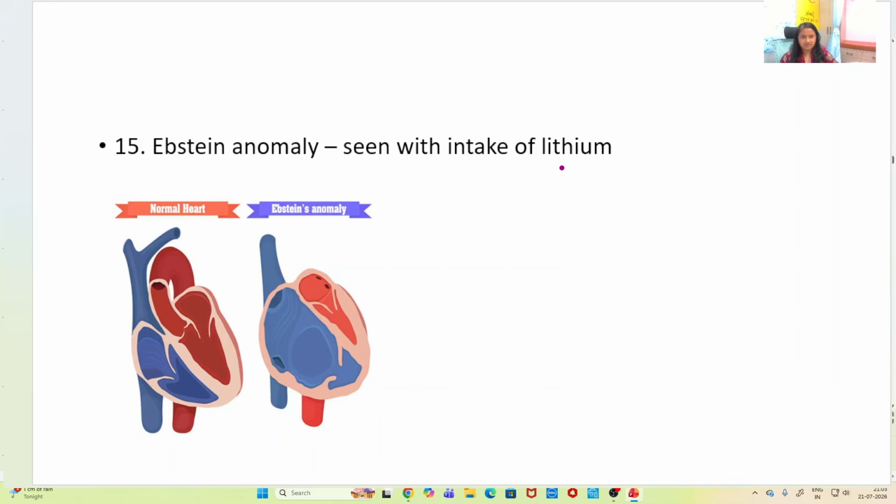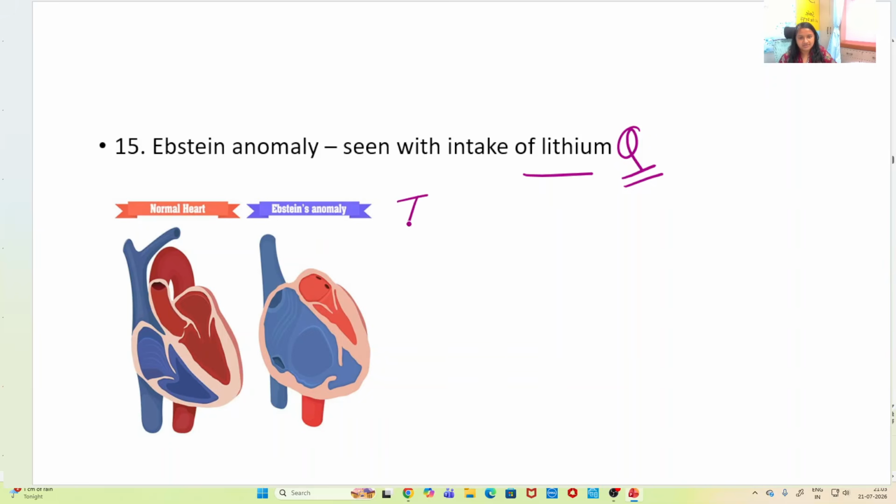Now Ebstein anomaly, again an important question. This is caused due to intake of lithium. Now what is the main anatomical abnormality in Ebstein's anomaly?